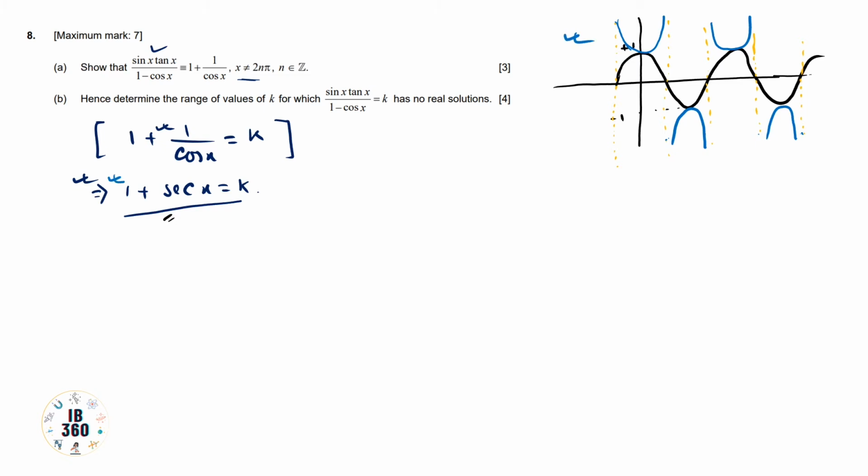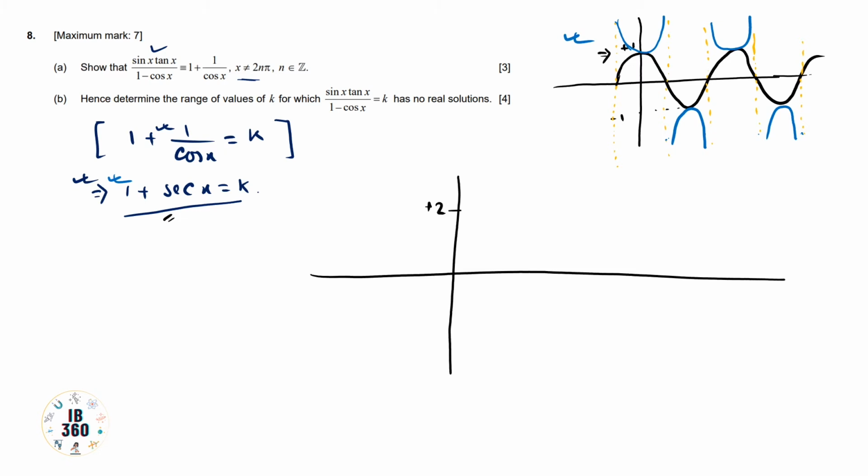Now it is 1 plus sec x. It means it will be shifted above by plus 1 along the y-axis. So again let me construct one graph. Here it is the second graph. Now the thing is, it will be shifted above by 1. So here it is plus 1, so it is shifted to plus 2, and here it is minus 1 and it is shifted to 0.